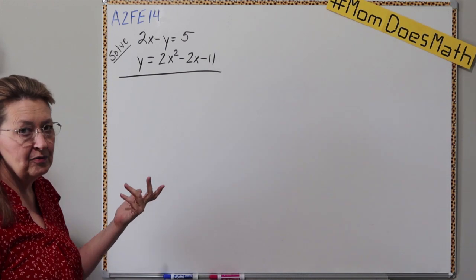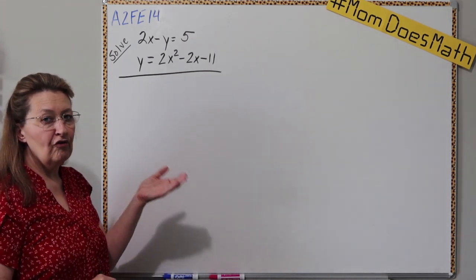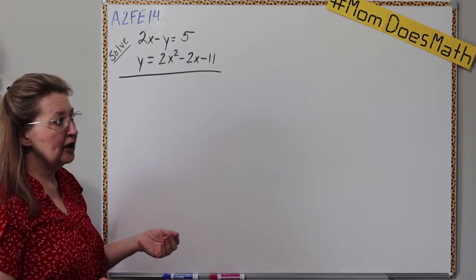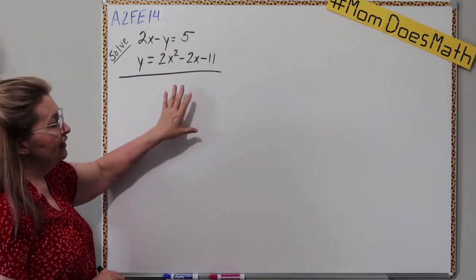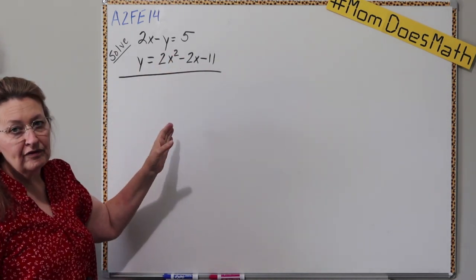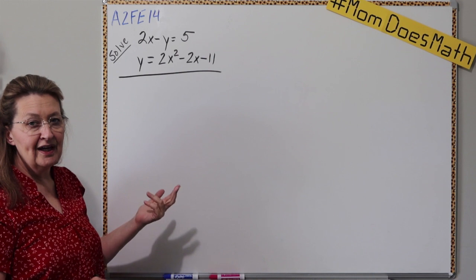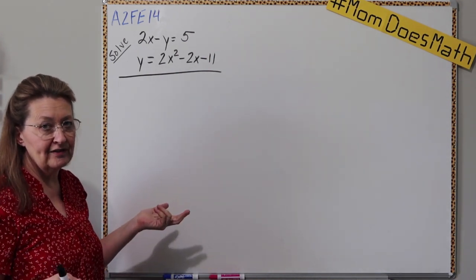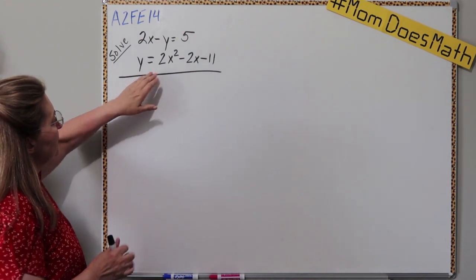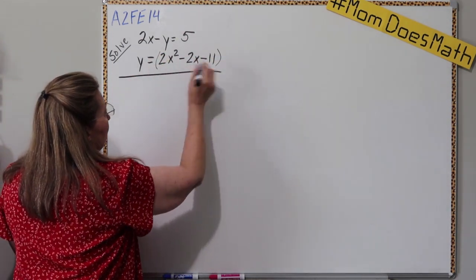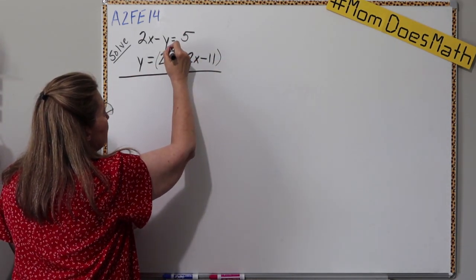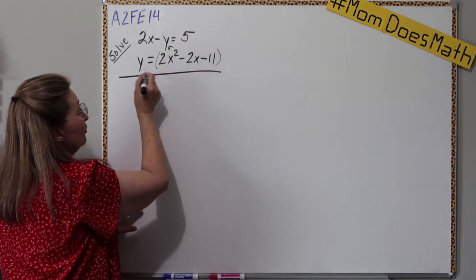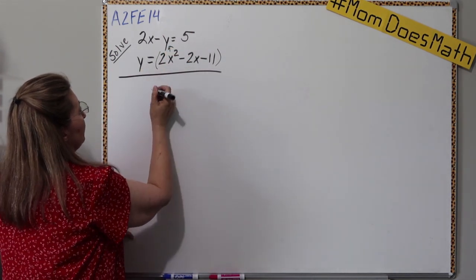The first step in the substitution method is to solve one of your equations for one of the variables. Remember, the goal in this is to eliminate one of the variables long enough to solve it. You can't solve an equation that has two different variables. There's an infinite number of answers. But if we can take this expression right here and substitute it in for y, and since I'm told it equals y, that's a good option.